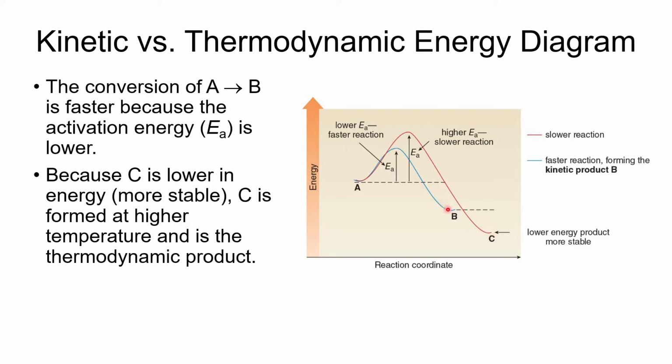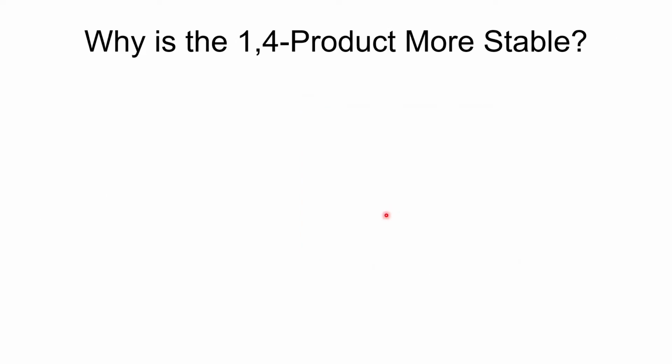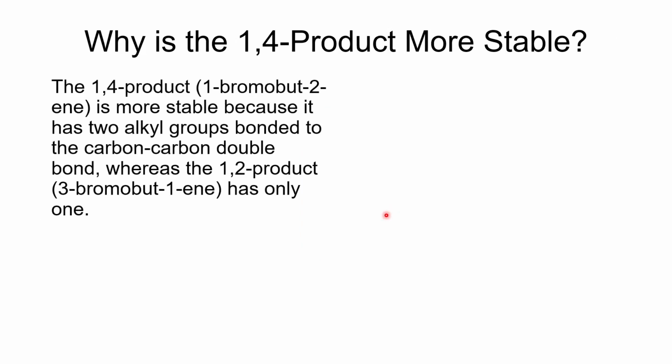So you can kind of think of this as when you heat this up, it goes back up the hill and then comes back down, going to our lower energy product. So as I was mentioning, this is just the second step of our addition. The first step is adding the H plus to the conjugated diene, and that is going to be our rate determining step, which we will look at here in a moment.